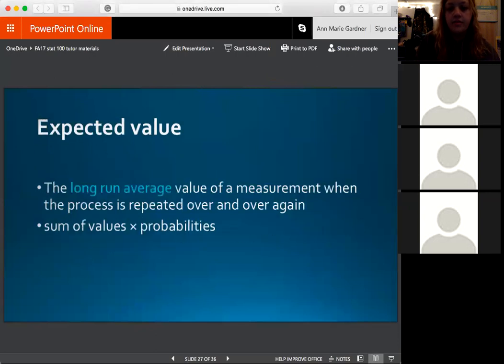Okay, so expected value is something that we use when we're talking about, if we were to take a bunch of samples over and over and over again, what do we think the average of all those samples would be? So we call it the long run average. That is the value of the measurement if you repeat the process over and over again. You basically take the sum of all your values times their probabilities and add them all together, because you're trying to figure out the probability of that value happening, and then add that to the probability of the next event happening, to find that long run average of what we think it would be over time, so what we expect it to be.